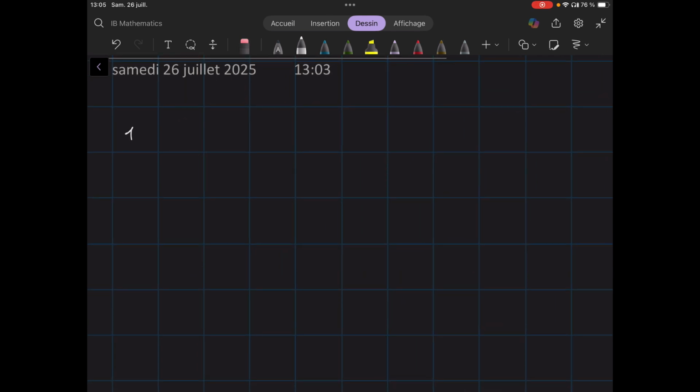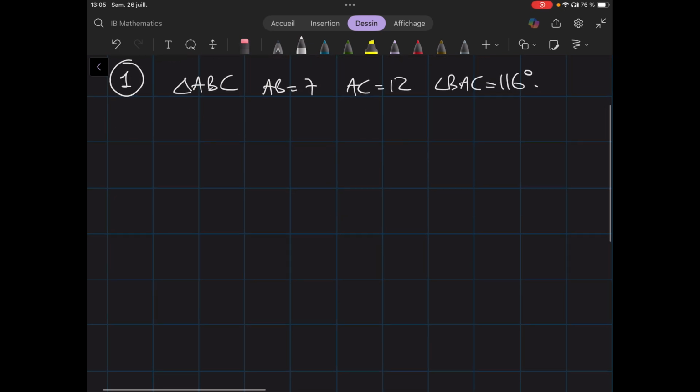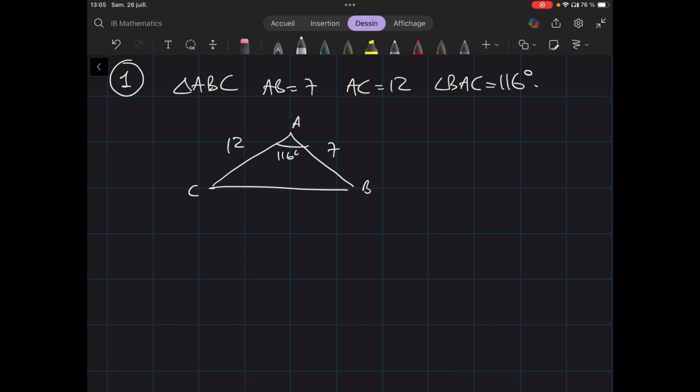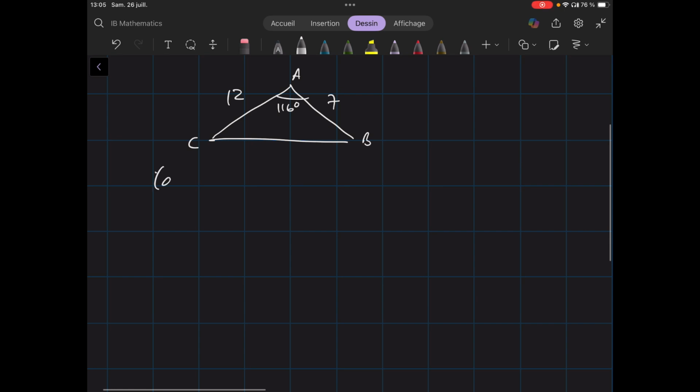Question 1. You're given triangle ABC. AB is equal to 7. AC is equal to 12. The angle BAC is 116 degrees. You're also given a sketch, but I'm just going to quickly sketch it out: 12, 7, 116. Part A. Find the length of BC.